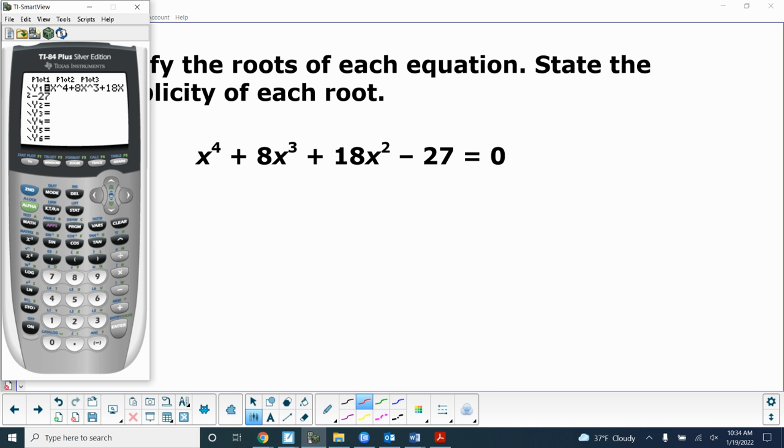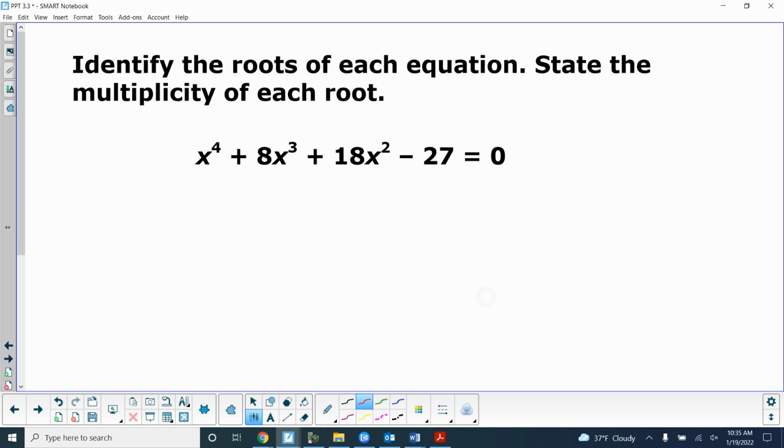All right? And then watch the graph. When I hit graph, see if it goes straight through, see if it bounces, see if it bends. All right? So pay attention as it draws it. It goes fast sometimes, so you got to be ready. It bent there and went straight through there. So, what am I thinking the multiplicity is there on the left, that negative number?